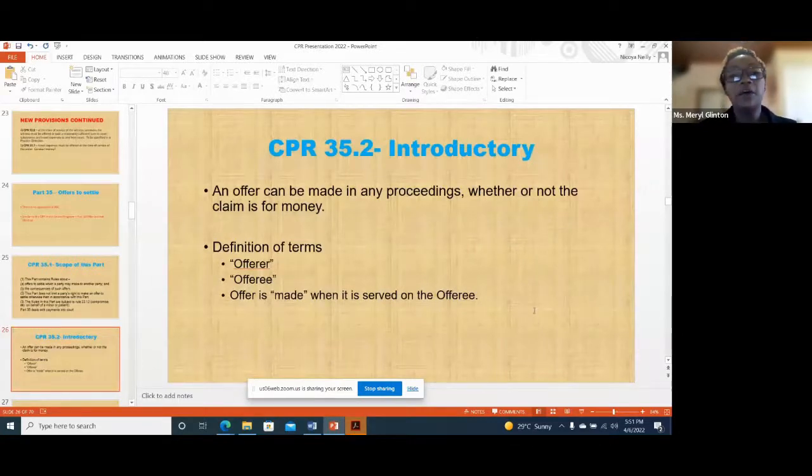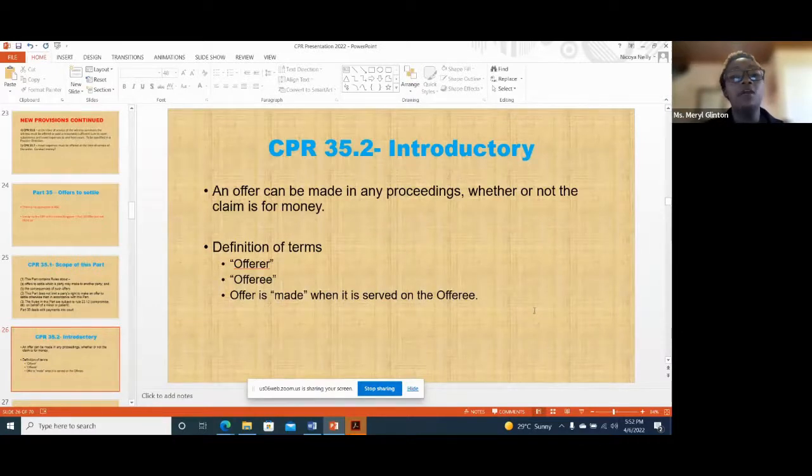So, as I would have indicated, the idea here is that a party can make an offer. That offer is to be marked as being without prejudice, and the offer is not to be drawn to the attention of the court until after the court has made a determination on the liability of the parties. But generally, 35.2 gives us some terms that you would want to be familiar with because they're used throughout this part. The party who extends an offer is an offerer. The party to whom an offer is extended is an offeree. And an offer is only deemed to be made when it is served on the offeree.